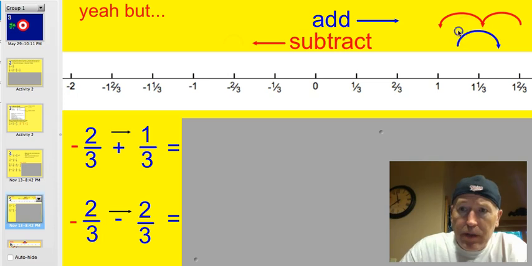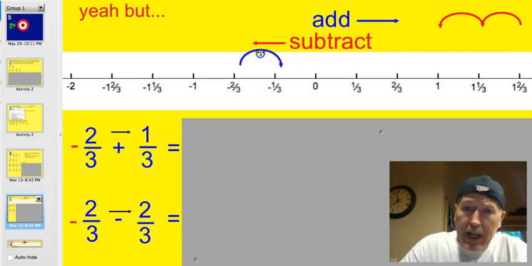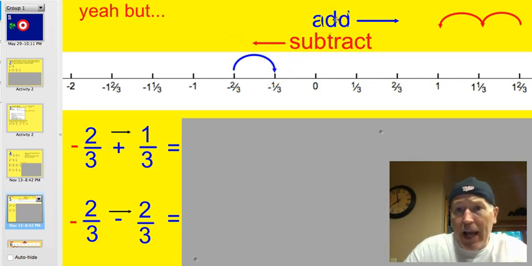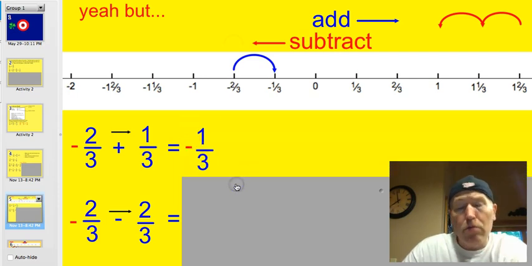Well, let's just see. You can grab this guy. We're at negative 2/3. We're going to add 1/3. So when you add, you're going to move to the right on the number line. When you subtract, you're going to move to the left. Negative 2/3, add 1/3, you're at a negative 1/3. Woohoo!